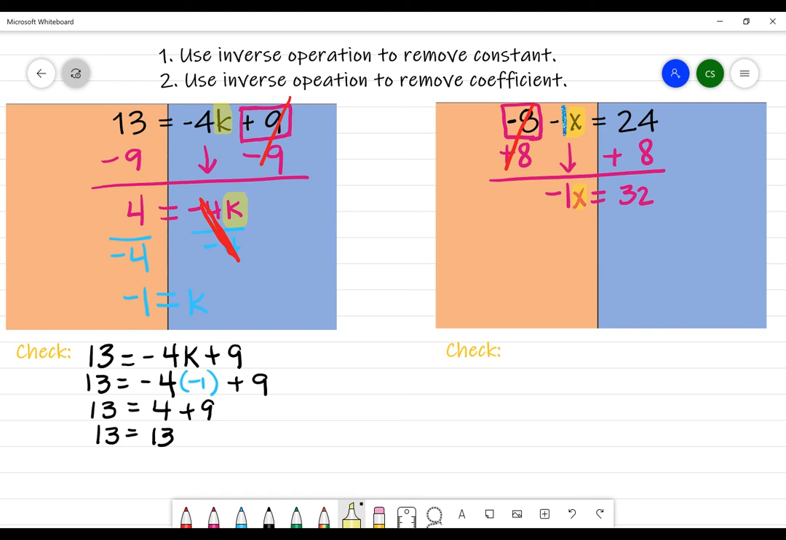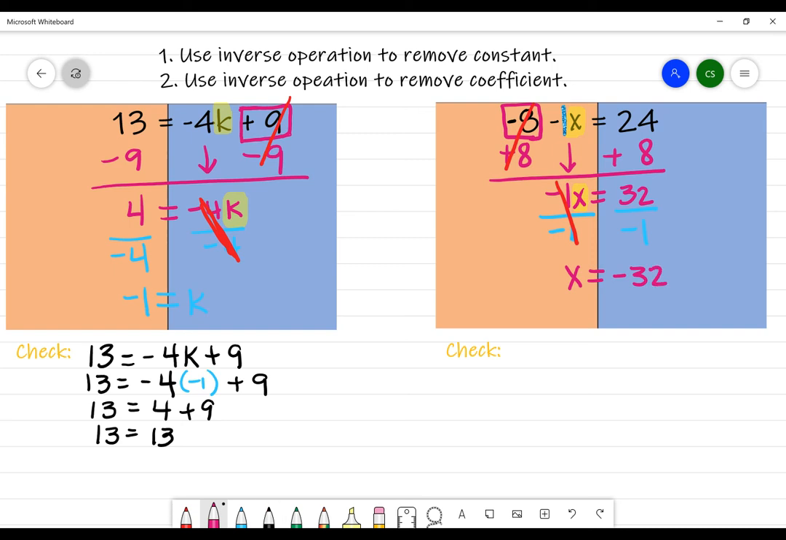Now, the goal is to still isolate x. It's not isolated if there is a negative in front of it. So, negative 1 is being multiplied to x. The opposite of multiplying a negative 1 to x is dividing a negative 1 from x. And if I divide negative 1 from one side, I must divide it from the other side. These negatives cancel out, and I'm left with x is equal to negative 32.